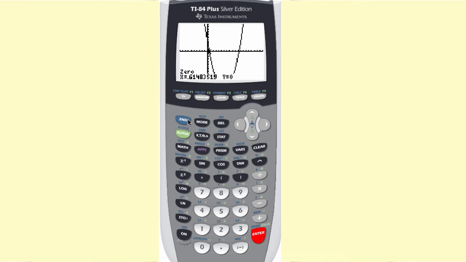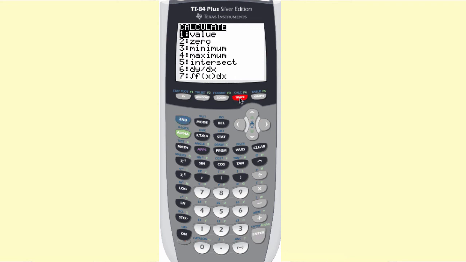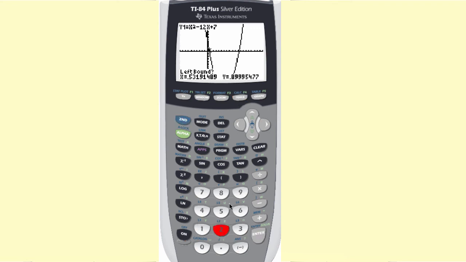Now I'm going to calculate the other one. Second calc again. Choose 0. Now we need to move over to the right to get near the other x-intercept. There I am right there. I'm to the left of it. Enter. Now go to the right of the x-intercept. Enter one more time. 11.39 is the rounded value there.